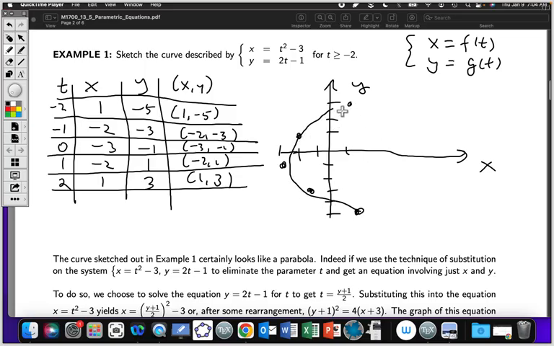So it looks kind of parabolic. We'll talk about that more in a minute. But if I look at how I connected the dots, I connected the dots as t increased. So this was the point corresponding to t equal negative 2, t equal negative 1, etc. This endows the curve with what we call an orientation. So once again, orientation is the way that the curve is traced out for increasing values of t.